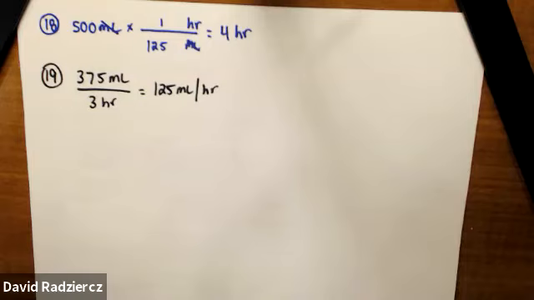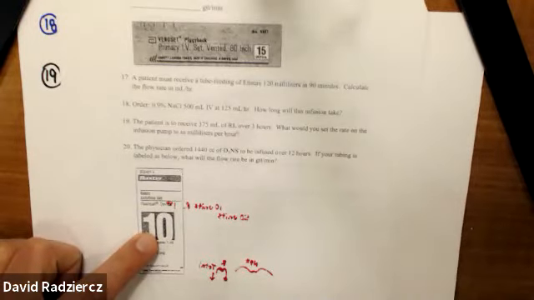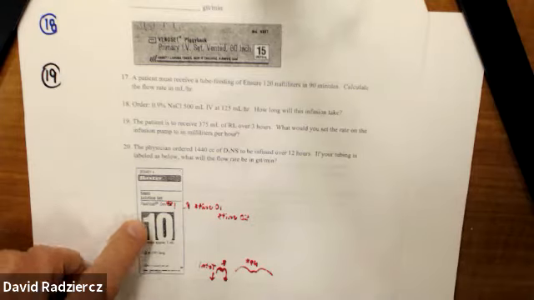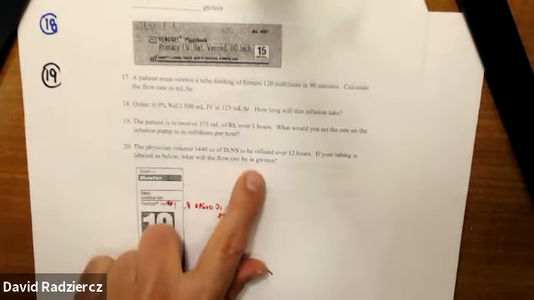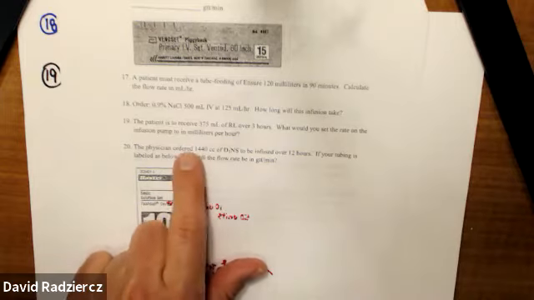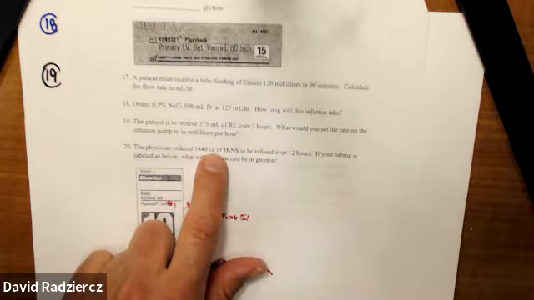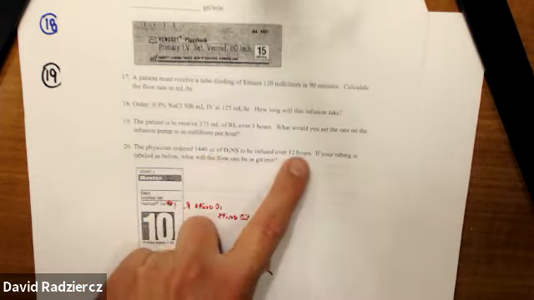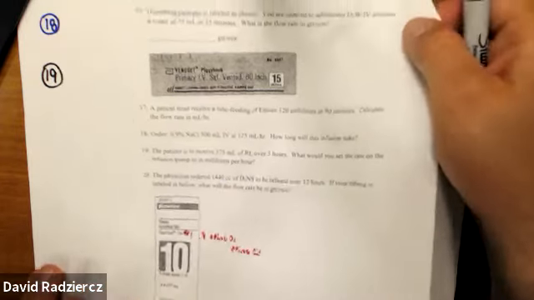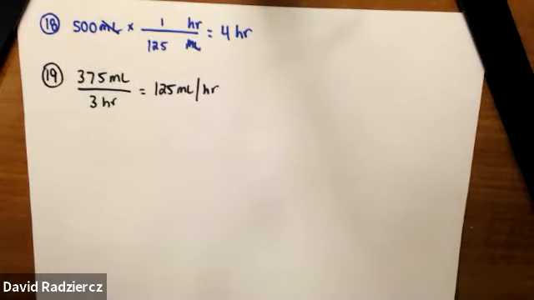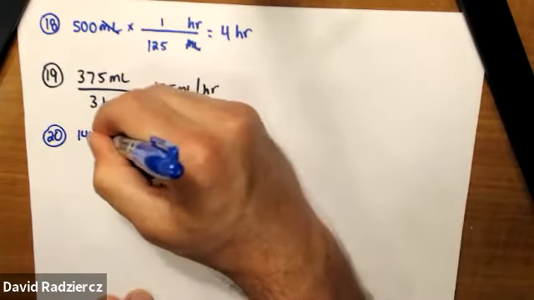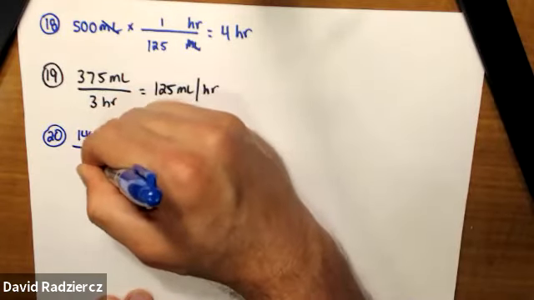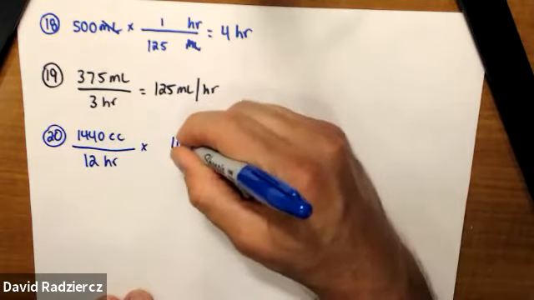All right, 20. 20 is another drop factor question. And we know it's a drop factor question because of 2 things. There's a big picture of a tube, and it asks what the flow rate will be in drops per minute. So the order is 1440 cc's. You know that cc's and milliliters are equivalents, and it's infusing over 12 hours. So 1440 cc's over 12 hours times the drop factor.